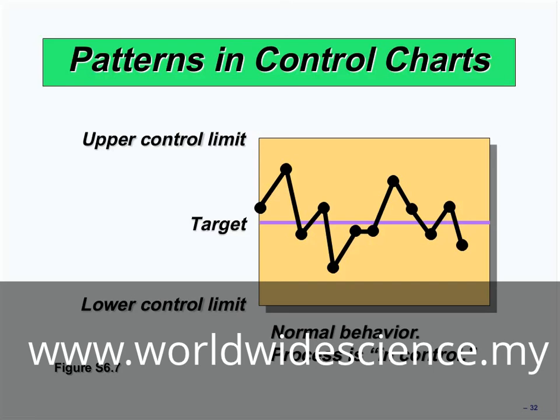Okay, it's not under control. When only 9 dots out of 20 are near to target, it means that the 11 dots are near to upper control limit and lower control limit. That's right. So the process is not under control.